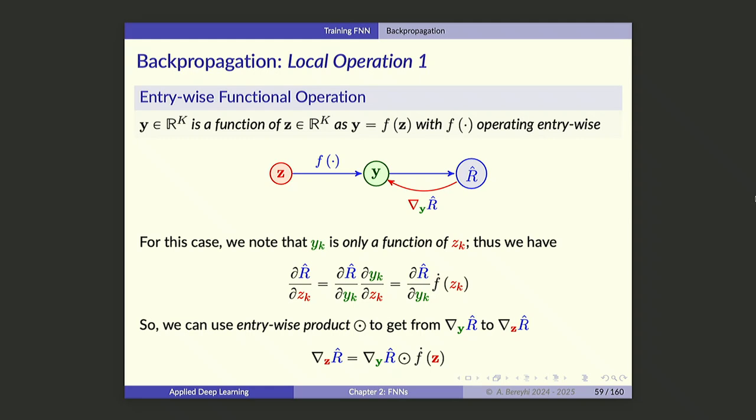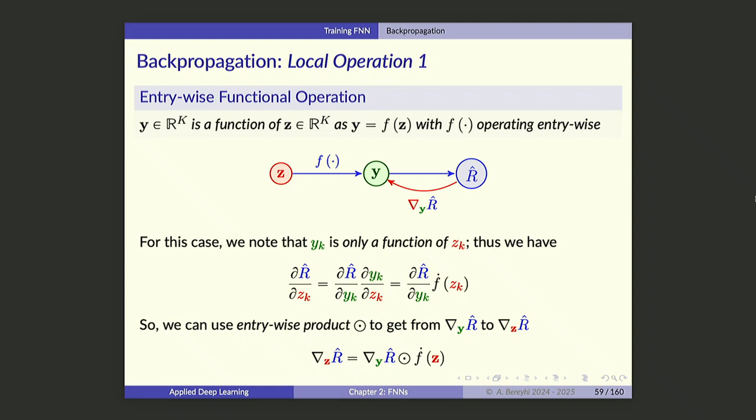I should write it down as the partial derivative of r hat with respect to y1 times partial derivative of y1 with respect to z1. Should I stop? No, because there's y2 also here, right? So it's going to be partial derivative of r hat with respect to y2 times partial derivative of y2 with respect to z1. Great.